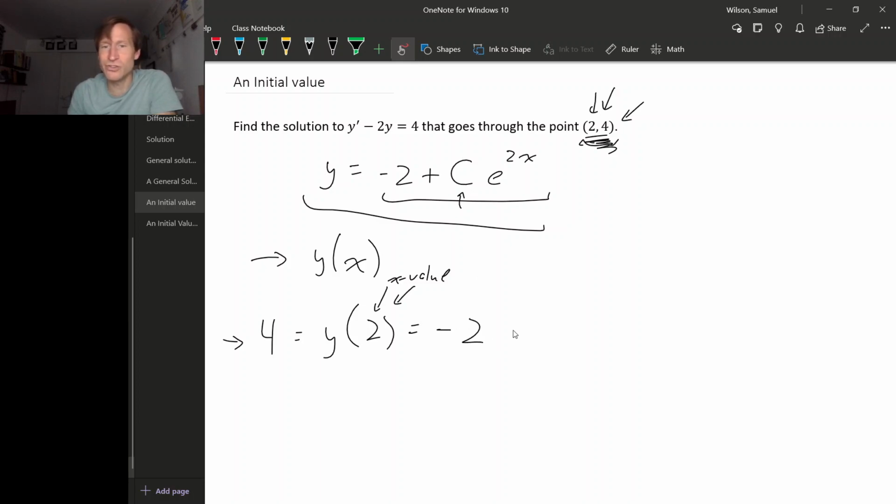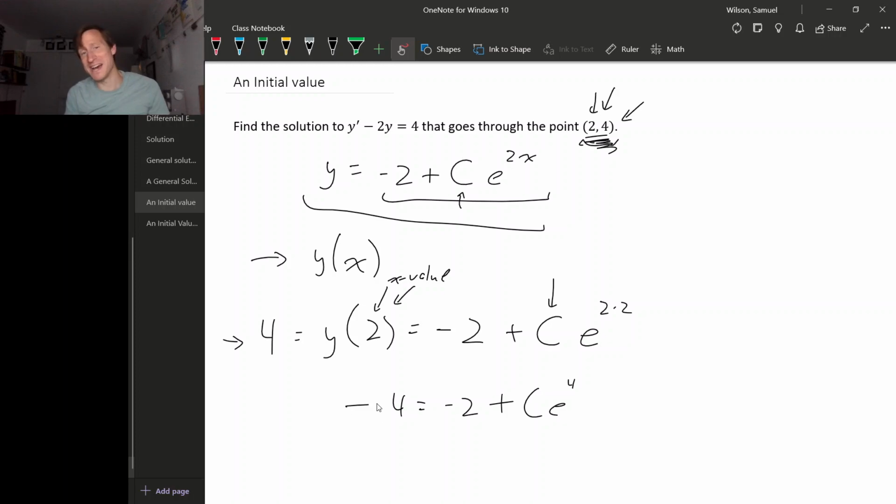So we get minus 2 plus c. c is what we don't know yet. Remember, c parameterizes the family of solutions. Since we don't know which solution we want, it makes sense that we don't know c yet. So c times e to the 2 times x, and 2 is the x value that we're working with. So we get this equation: 4 equals minus 2 plus c times e to the 4th.